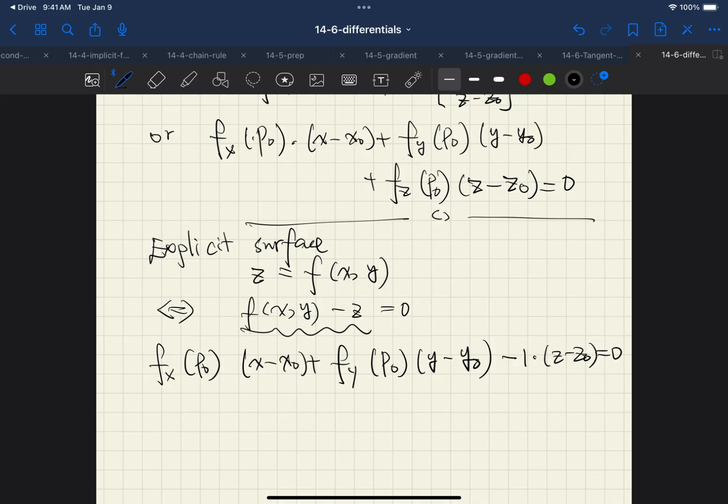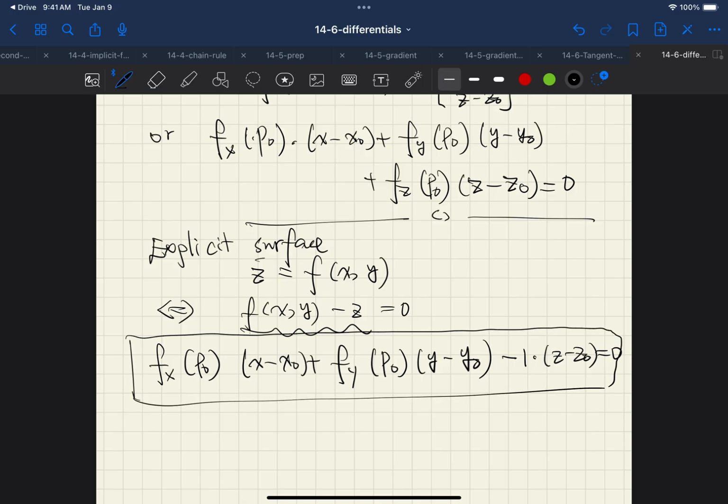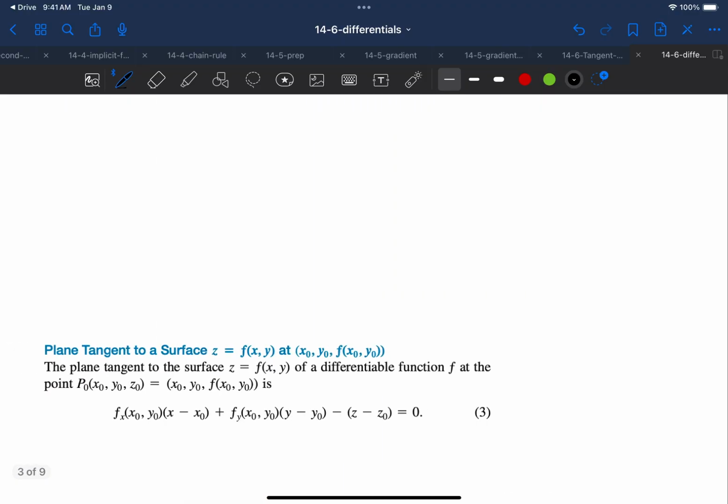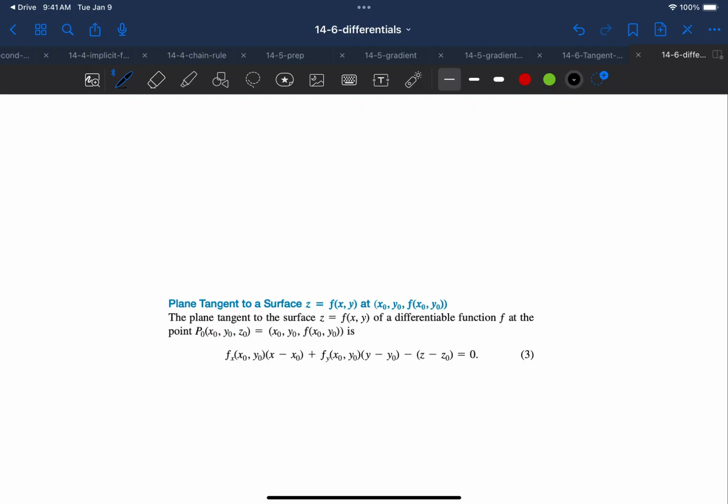This is exactly the tangent plane for a surface given in explicit form. So we can look at here the tangent plane to a surface given by z equals f(x, y) at the point (x0, y0, f(x0, y0)). This is z0, right? So the height of this mountain. Then the formula is given like this.